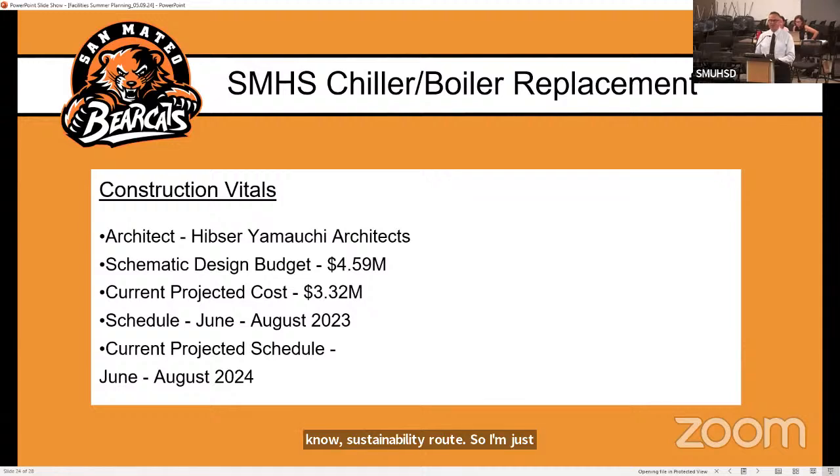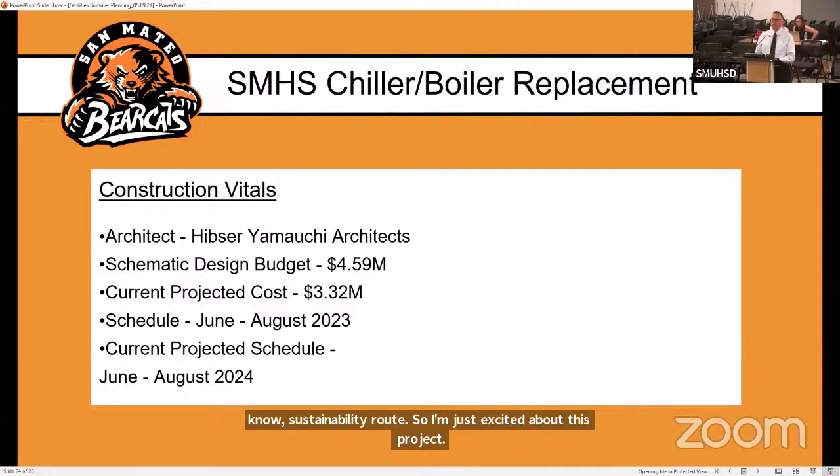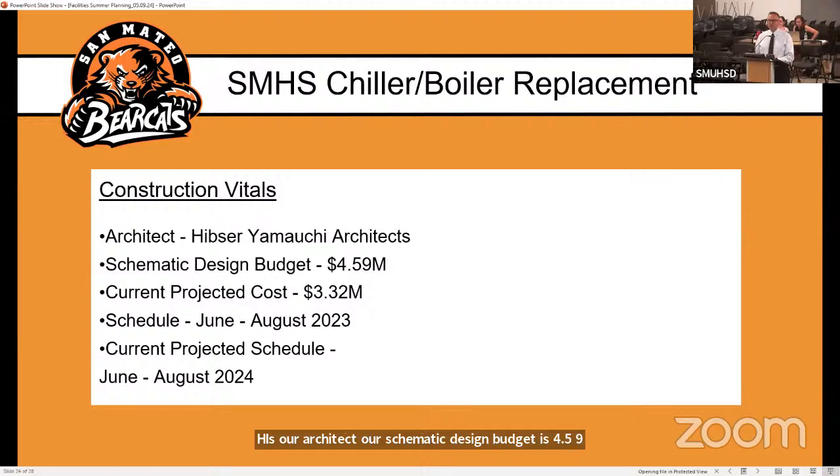HYA is our architect. Our schematic design budget is 4.59 million. Current projected cost is 3.32. Our schedule is to start June 3rd through August of 2023, and completion at the end of August. August 9th.